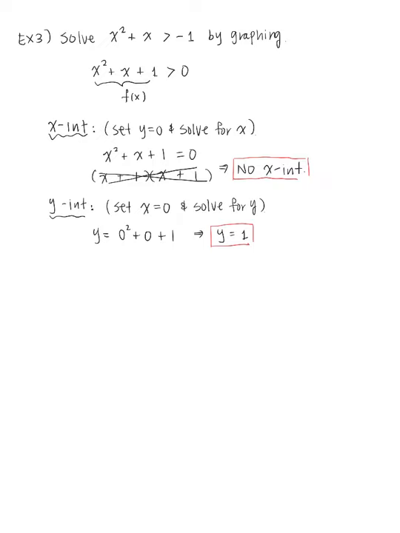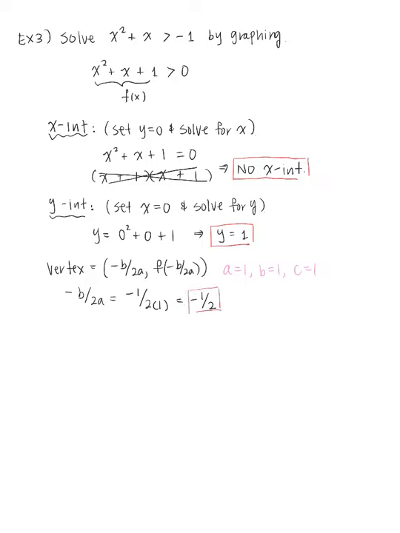Now let's go with the vertex. The vertex formula is negative b over 2a, and then f of negative b over 2a. Here our a is 1, b is 1, and c is 1. I'm just looking at our function f of x. Then negative b over 2a is going to be negative 1 over 2 times 1. So our x-coordinate of the vertex is going to be negative 1/2.